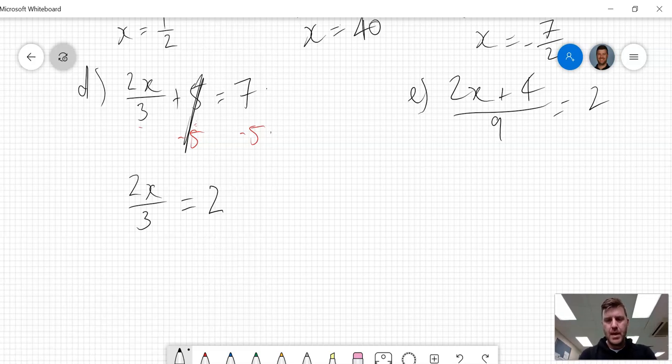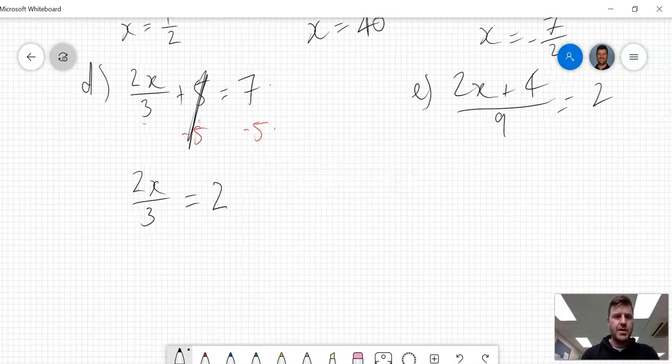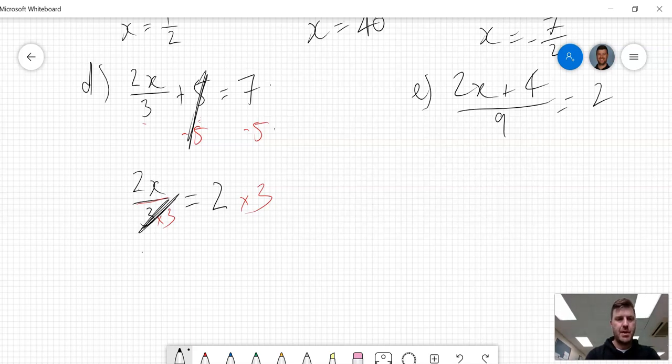Okay? Now, what's furthest removed from the x here? What do I get rid of first? Is it the 2 or the 3? I'm going to get rid of the 3 first because it's furthest removed from the x. I'm going to do the opposite of divide by 3, I'm going to times by 3. If I times by 3 on the left hand side, I need to times by 3 on the right hand side. So, divide by 3 times by 3, cancelled out. I'm left with 2x equals 2 times 3, which is 6.